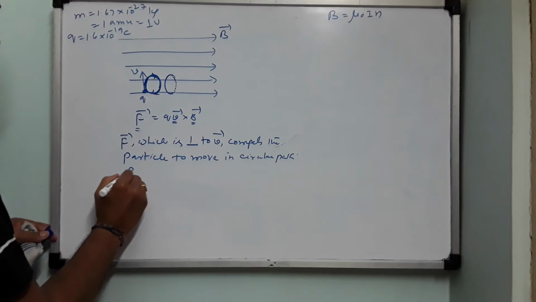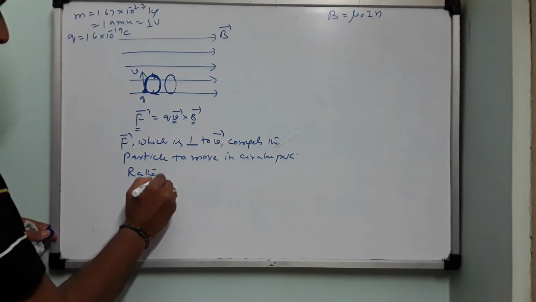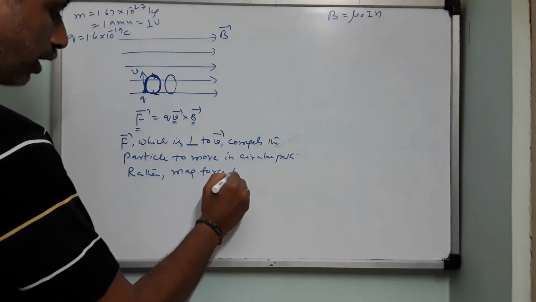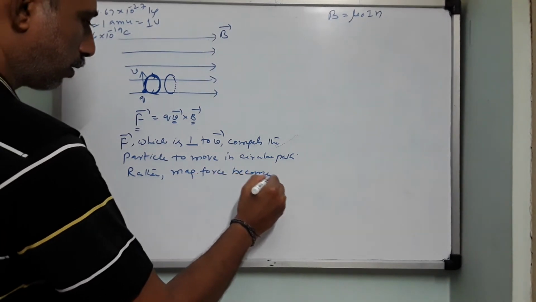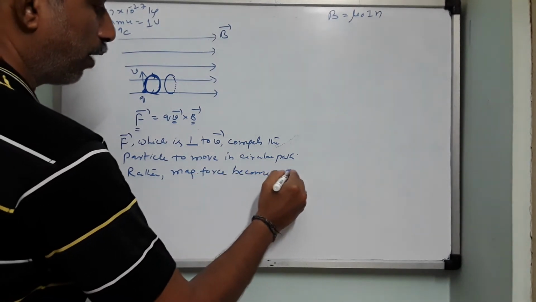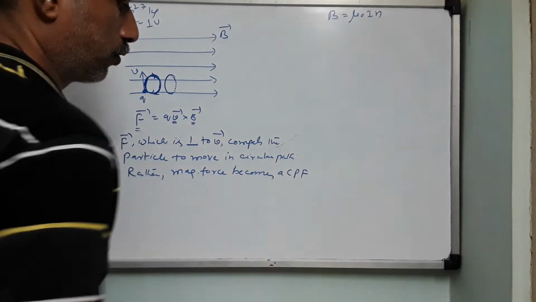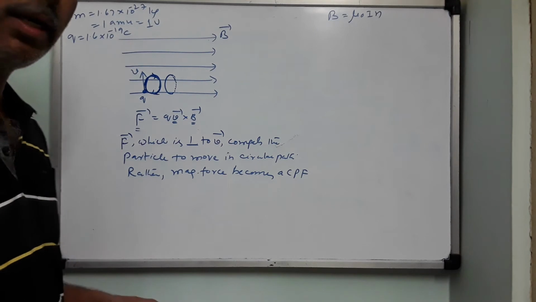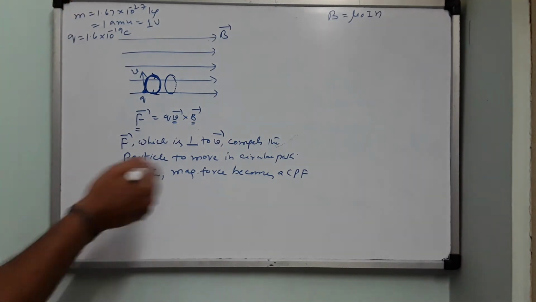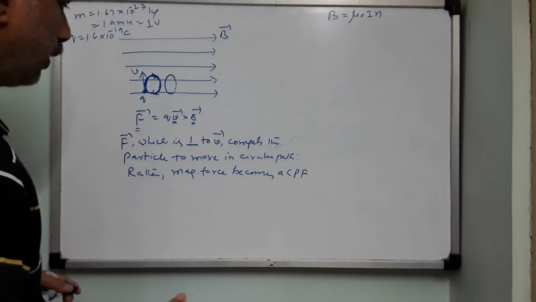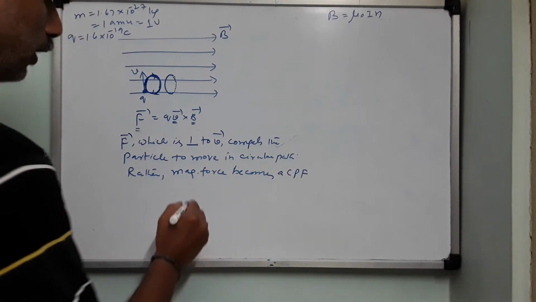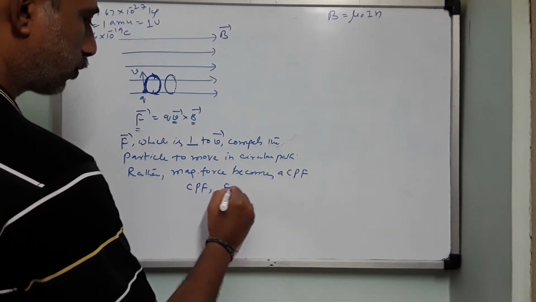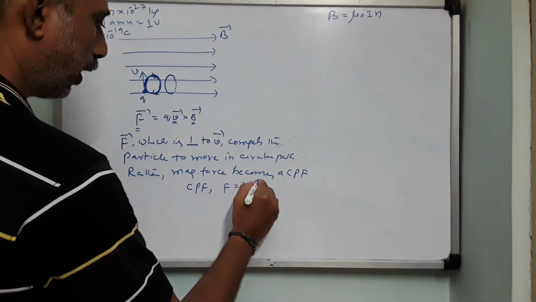Now the magnetic force becomes a CPF, centripetal force, which always makes the particle move in a circle, whose direction is always pointing towards the center. Okay. Now centripetal force expression, do you remember? Centripetal force F equals mv square by r.